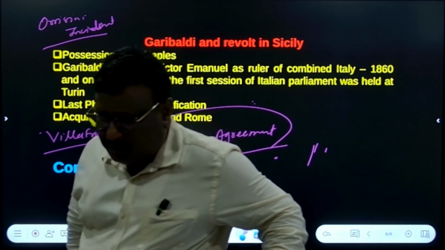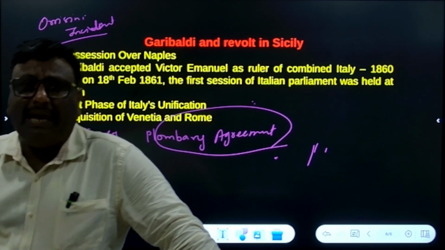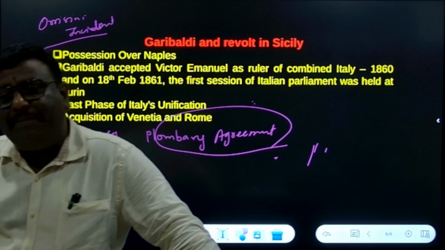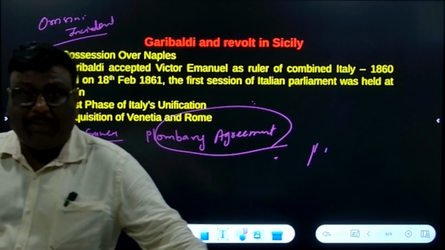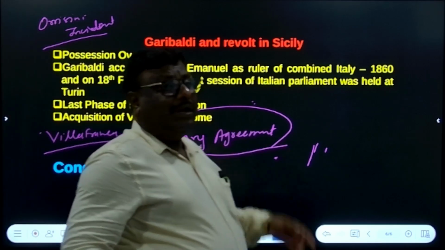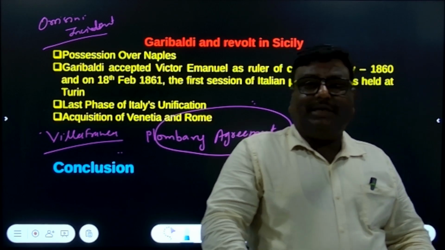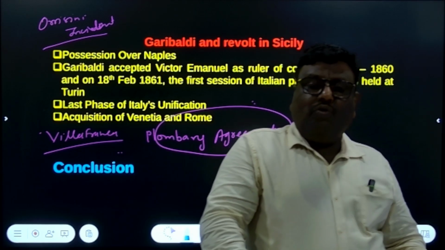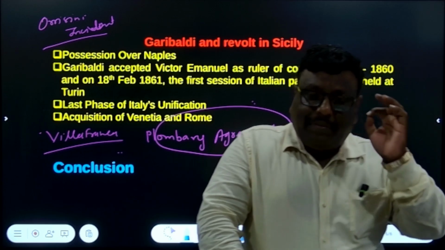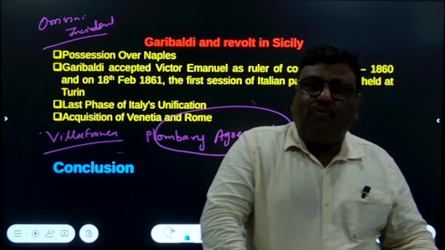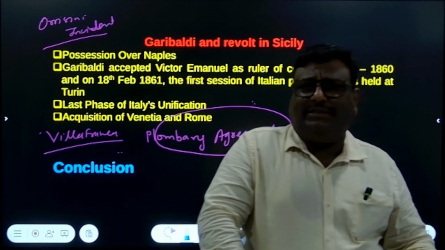Once again, you have to understand. France wanted to withdraw itself because France was involved in enmity against Prussia during this time. If you watch the video of the German unification, you can understand this point very well. Once France withdrew itself from the Austro-Sardinian war, Cavour could not do anything alone. Therefore, Cavour accepted this treaty.